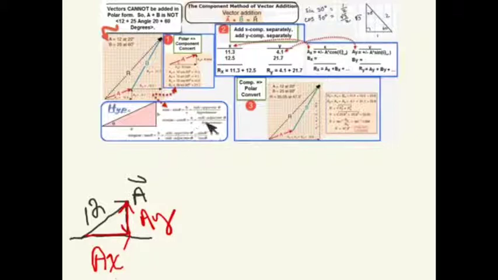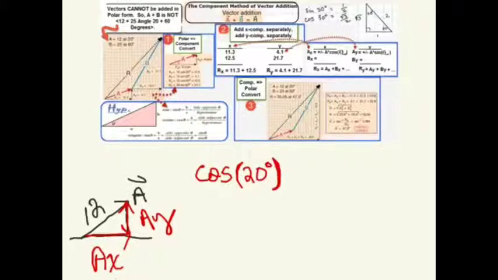The cosine is the adjacent side over the hypotenuse. The y component will always be an opposite side, and the sine function is the opposite side over the hypotenuse. The largest side of any right triangle is the hypotenuse, the side opposite the right angle. That is the polar magnitude.